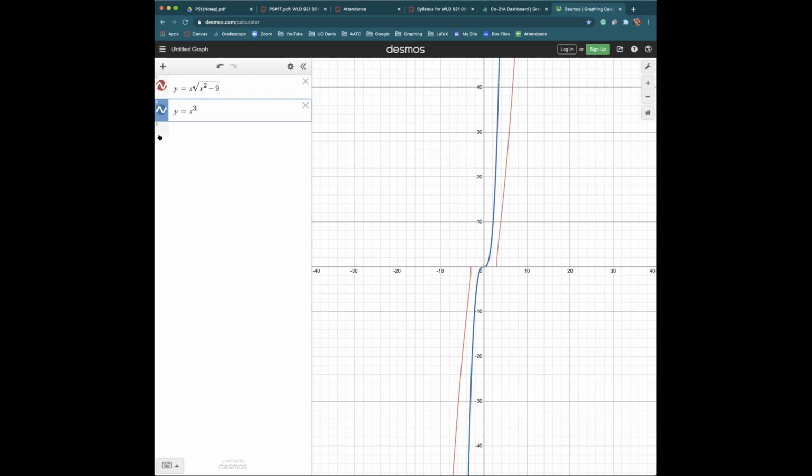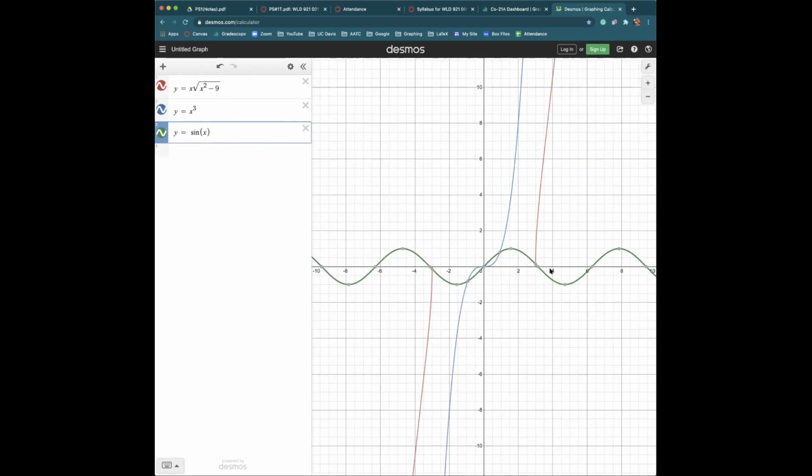Just like y equal to sine of x also has that rotational symmetry, right? If you rotated that 180 degrees, it would still look the same. I wish there was a way to do that graphically, but if there is, I don't know how to do that.